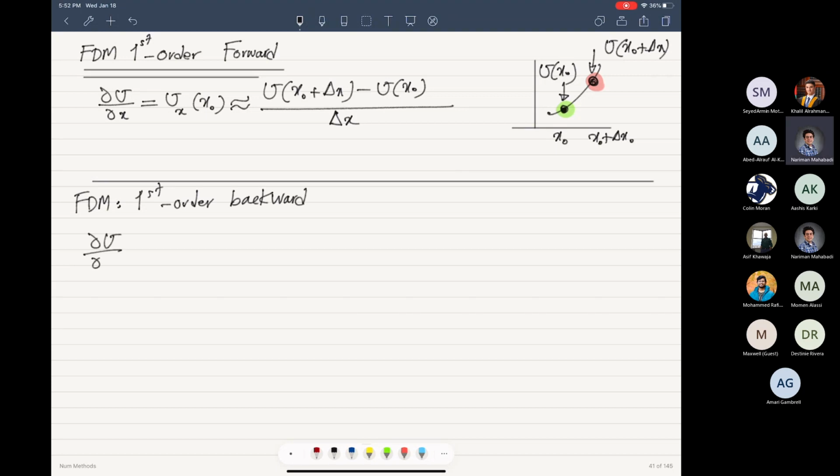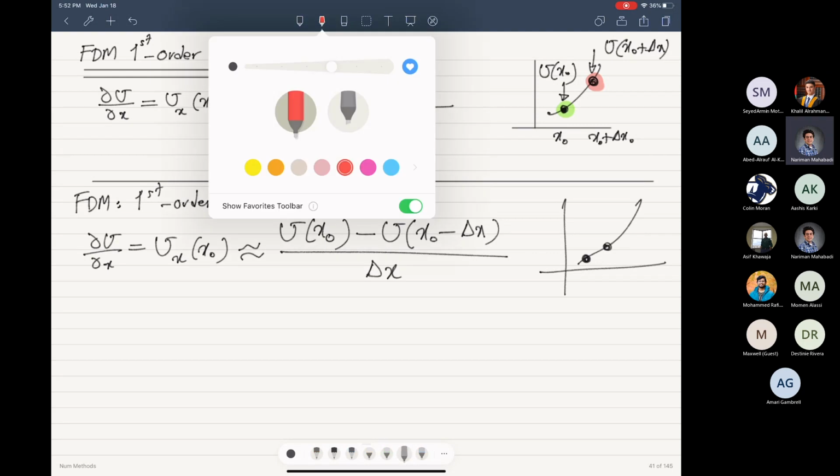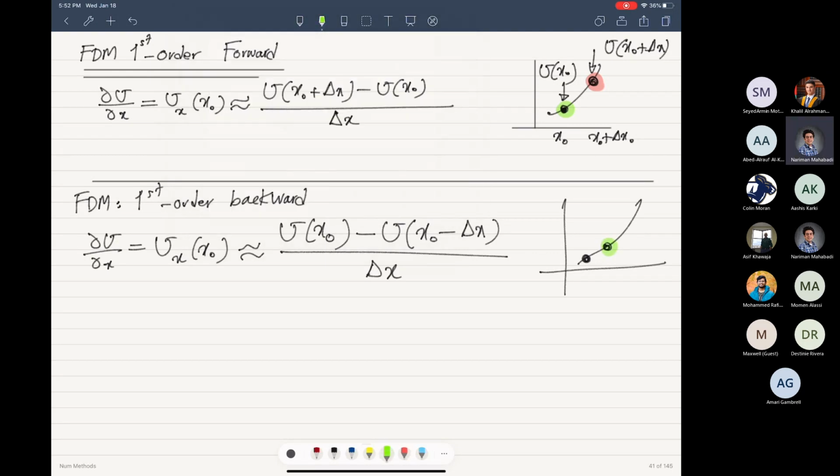Let's try to write the equation. This is going to be the same thing. However, here you have your unknown function at x naught, then minus the u at the previous point, divided by delta x. So it's kind of the same thing, but you are trying to use the backward point. This is the current point, and I'm using this point to approximate my unknown function at x naught minus delta x.